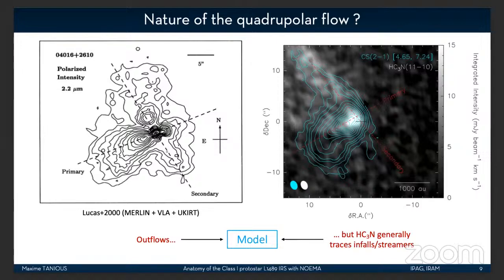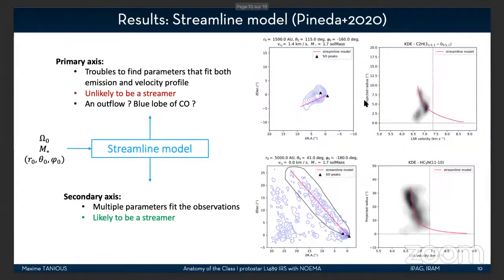But when we are looking at the literature, the HC3N generally traces inflows or streamers. And so we have two different explanations for the same structures. And so we need a model to distinguish between the two. So that's what we did.